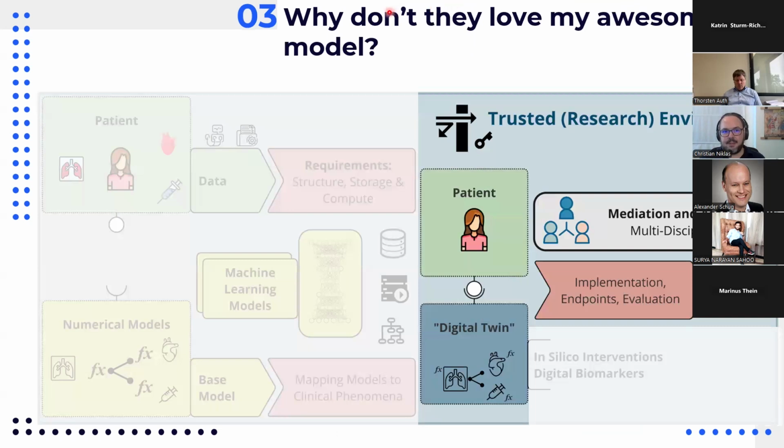So this is the last bit of my talk. Why don't they all love my awesome model? So you develop a wonderful model that speaks to patients, that tries to solve specific questions. And it might still be that the medical field or patients do not adopt your model.